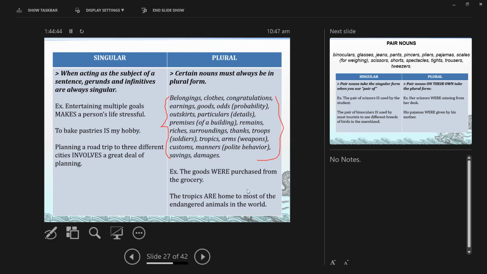Okay. All right, let's move on. Oh, may sumagot. They deserve our congratulations on all they have achieved. They deserve our congratulations for everything they have achieved. Okay. All right, so we're done. May the odds are always in our favor. The odds are always in our favor. Okay, next.